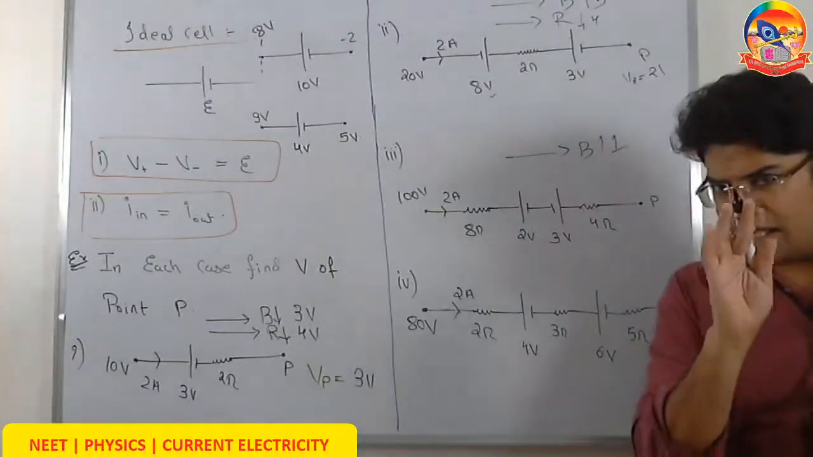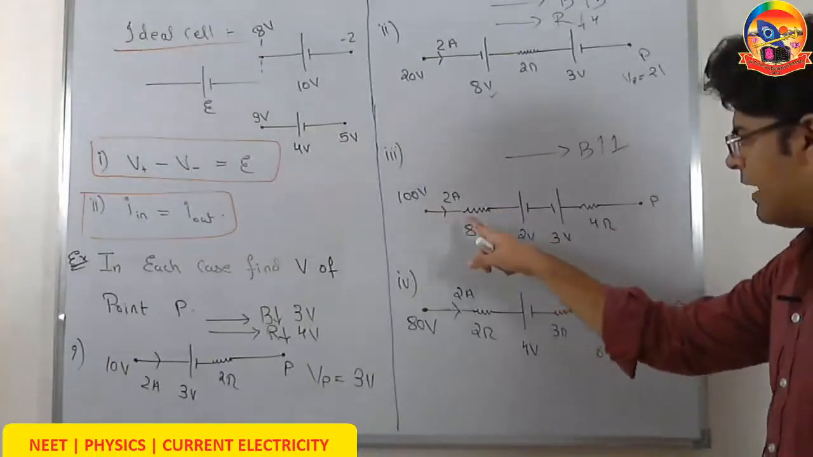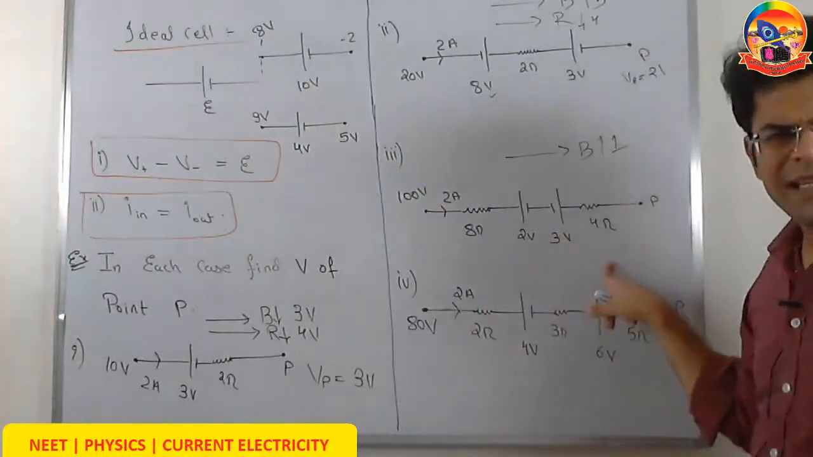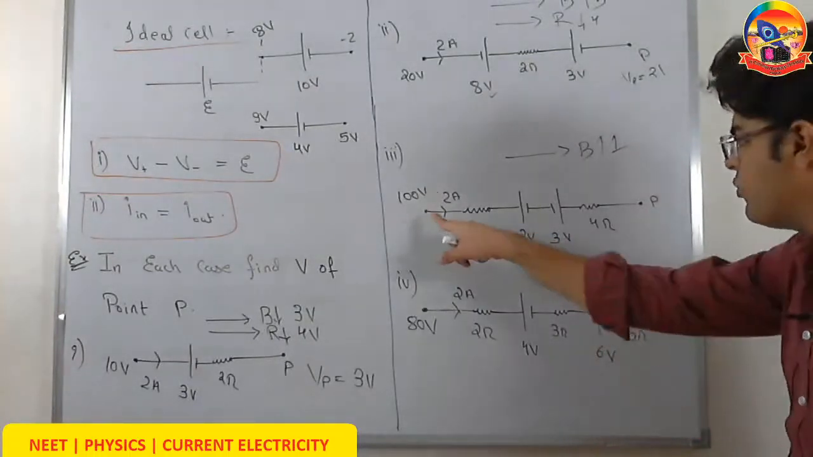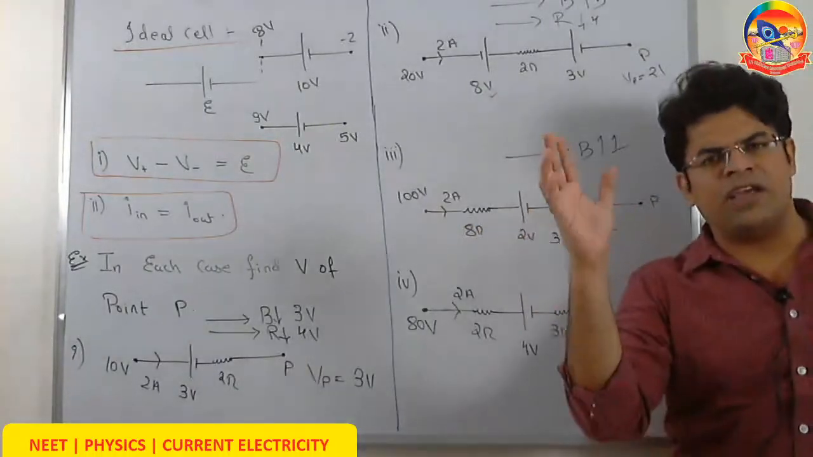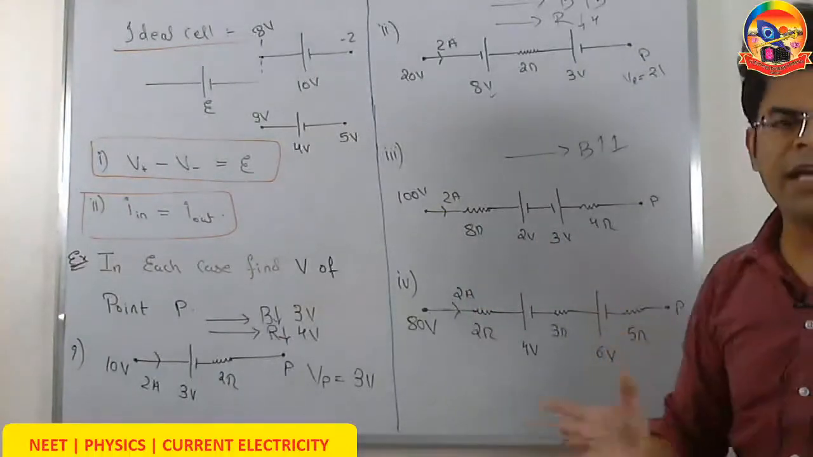Now let's think about resistors. There are two resistors of 8 ohm and 4 ohm. Going from left to right, are these two in series? Yes. The condition for resistors to be in series is that the same current should flow through them. So these two are in series. For series, we know that we can write R equivalent as R1 plus R2. So the combined resistance of these two can be taken as 12.